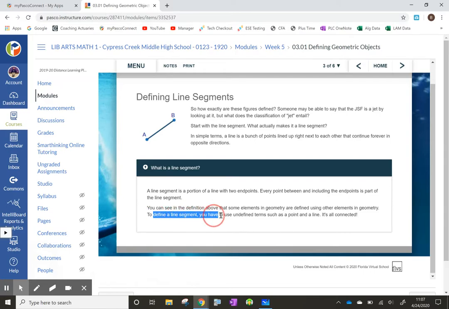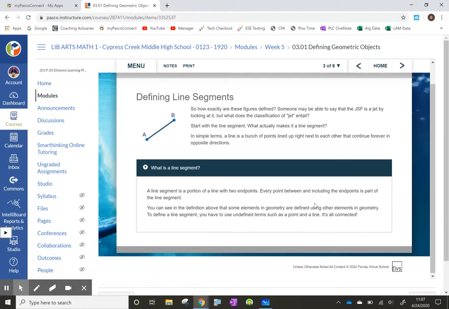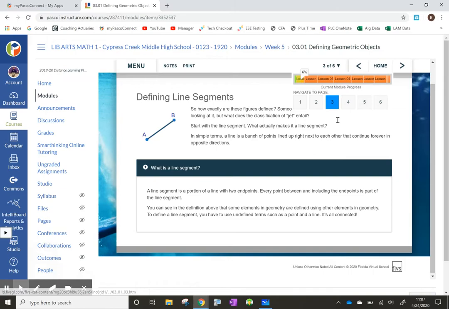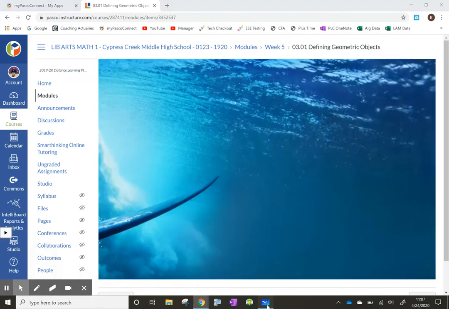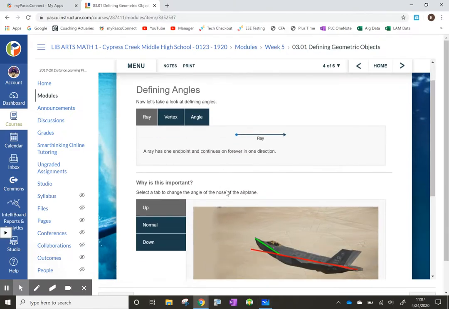To define a line segment, you have to use undefined terms such as a point and a line, right? So a point, a line, and a plane are the three things, like I said, that make up all of geometry. So a line segment is a piece of geometry that is made up of those components, a point and a line in this example. Again, I've got that jotted down on my paper, so make sure you jot it down on yours as well, right? Line segment.